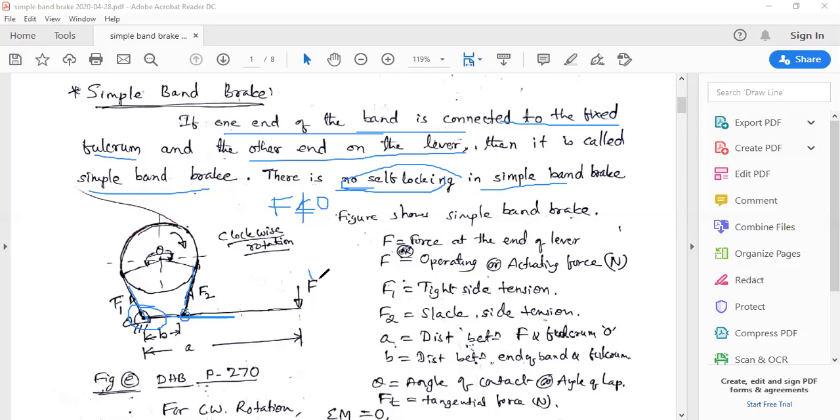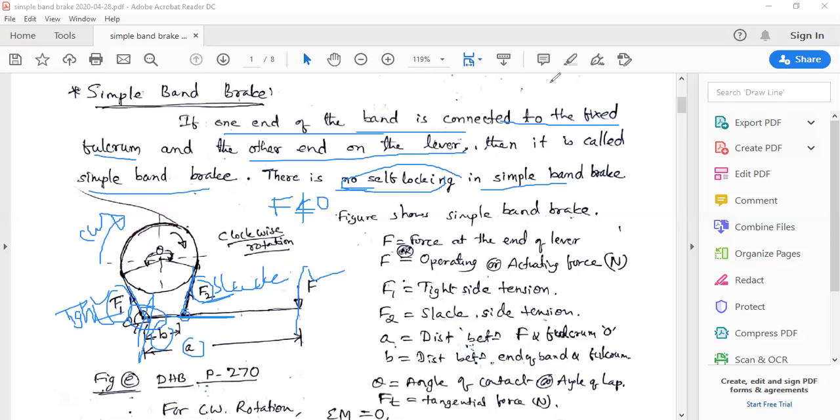And the remaining terms: F is the actuating force, F1 is the tight side force since it is rotating in clockwise direction. For clockwise rotation, this side will be the tight side, and this is to be written with the notation F1. This is the tight side and this one is the slack side of the band, which is to be represented here as F2. A is the distance between the line of action of the actuating force and the fulcrum point, and B is the distance between the other end of the band and the fulcrum point.